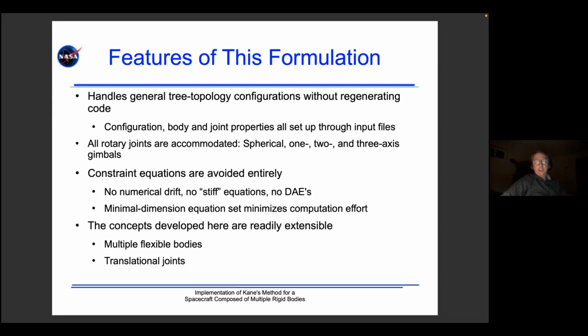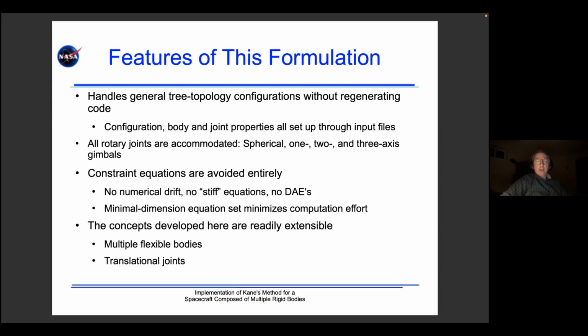I'll mention translational joints from time to time. When I wrote this, I had only implemented the rotational joints. After that, I have done translational joints. So 42 supports all of those now.